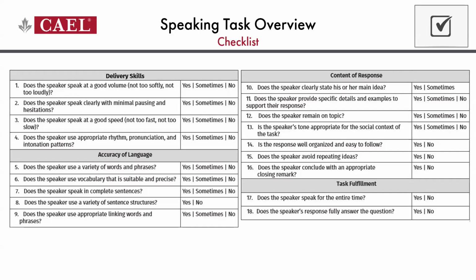Over on the right-hand side, numbers 10 down to 16, these are all about the content of your responses. So once again, the more interesting your details are, the more well-developed and supported they are with examples, the better your score is going to be. We must take care to include only details that answer the question. So we don't want to start talking about different topics, as that's definitely going to confuse the listener. And the order in which we present our ideas will be helpful for the listener to follow.